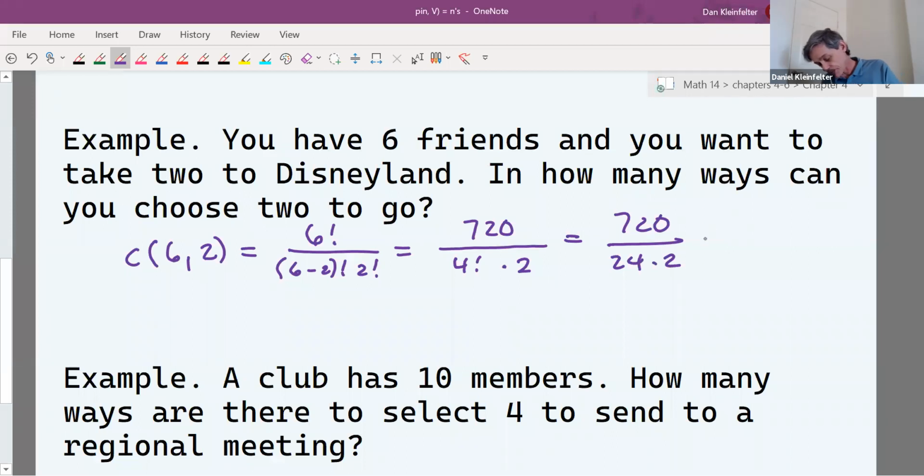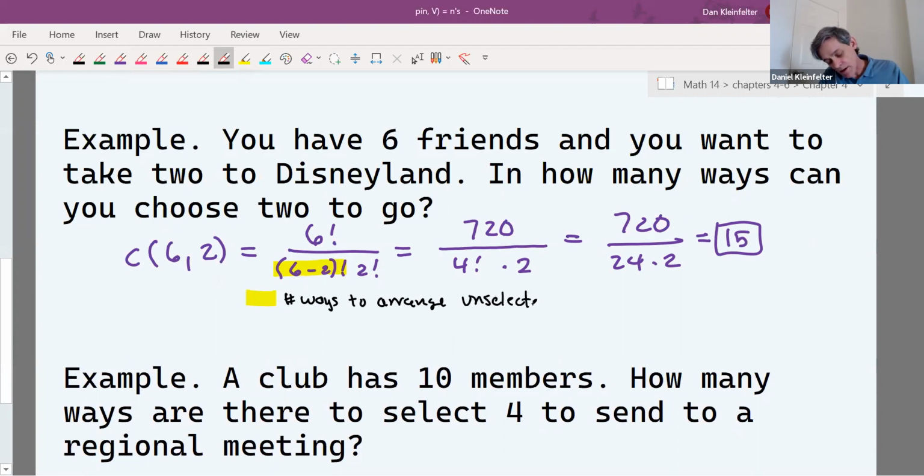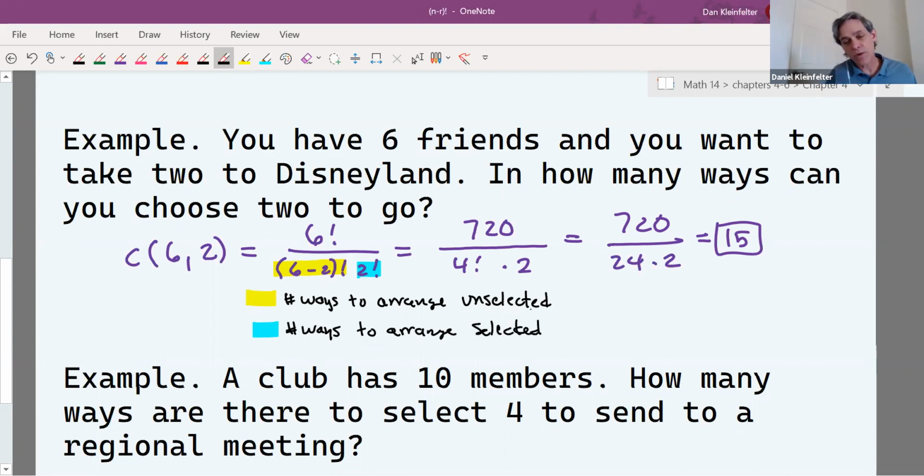Okay, and that's 15. Okay, so again, this 6 minus 2 factorial, this is the ways to arrange the unselected people. Okay, your other 4 friends who are not going. And then we have the 2 factorial, which is the number of ways to arrange the selected people, the ones who are going. Okay, because the order that both the selected and unselected groups are in doesn't matter, which is why we divide out those duplications.